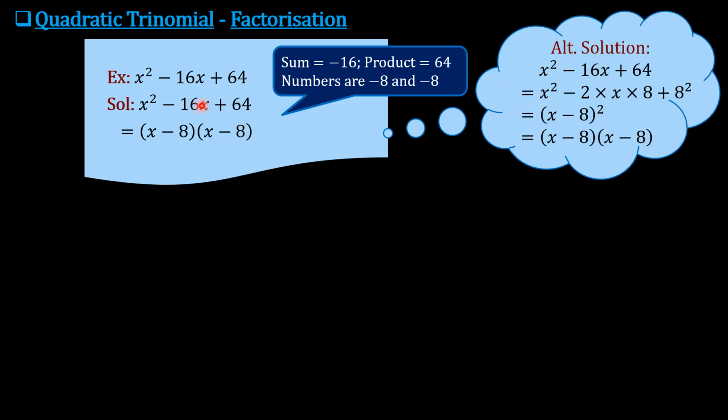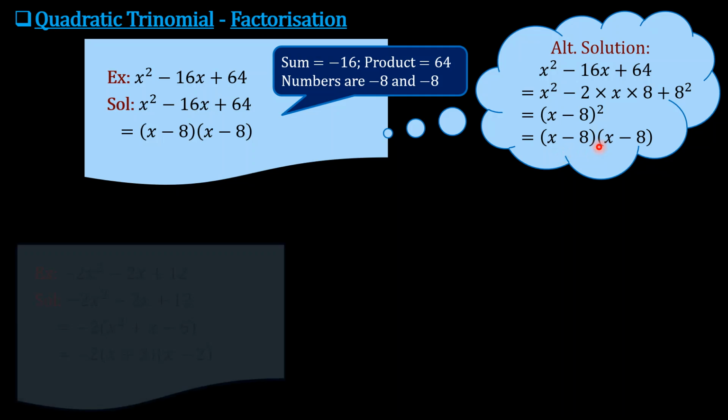Alternate solution of this case, we can rearrange this as a perfect square. x² − 16x + 64 means x² − 2 times x times 8 + 8², which is (x − 8)², and we can write it as (x − 8)(x − 8).